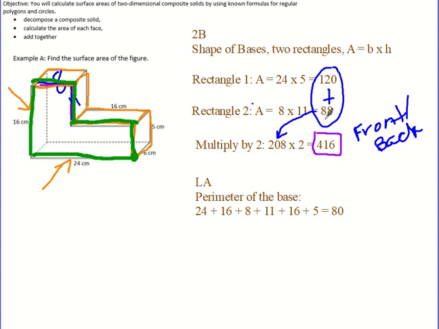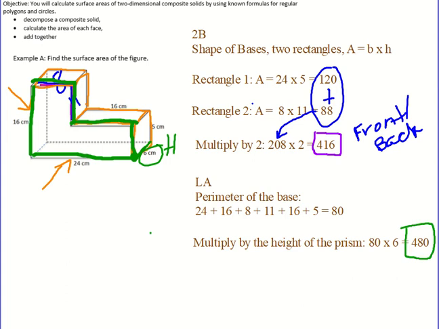And then from there, I went through and multiplied by the height of the prism. The height of the prism is the distance between the two bases, which would be right here. That's 6. So 80 times 6 is 480.